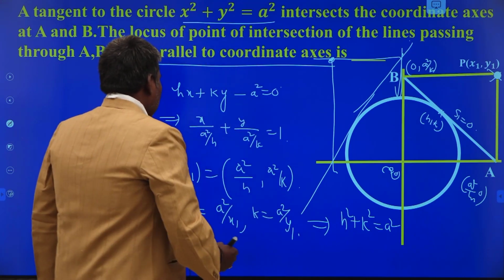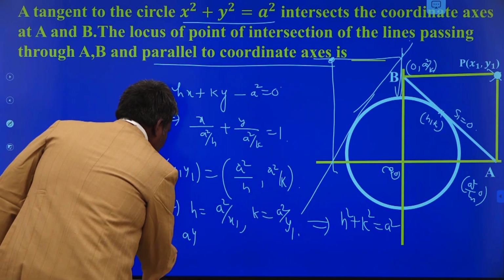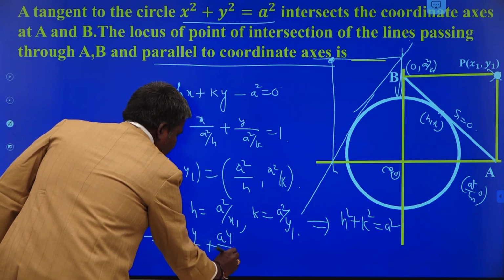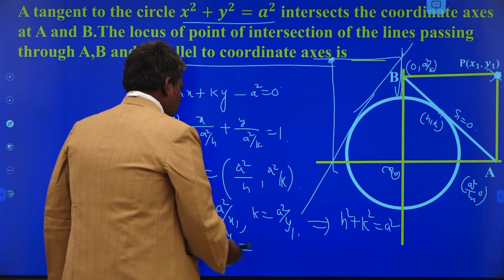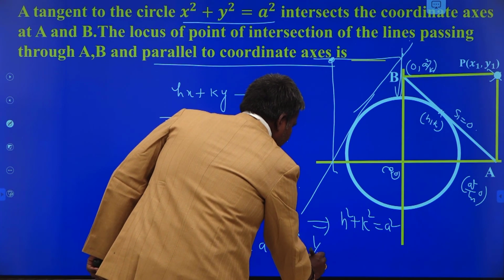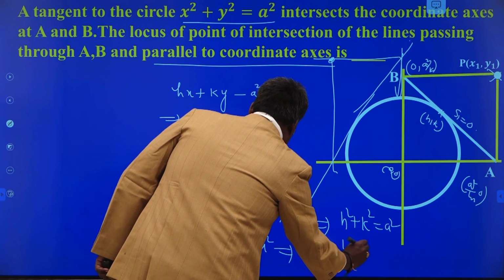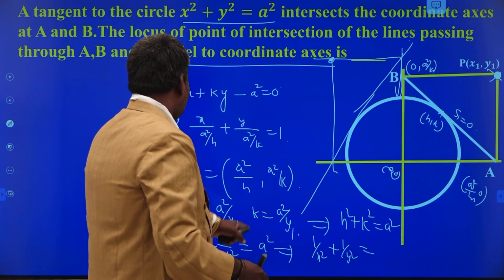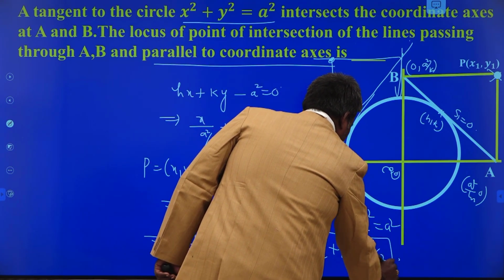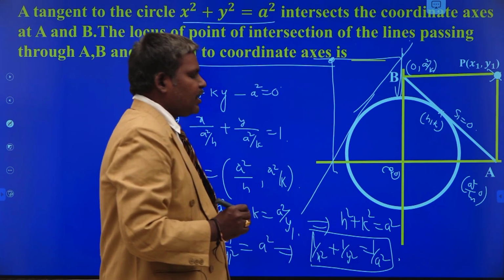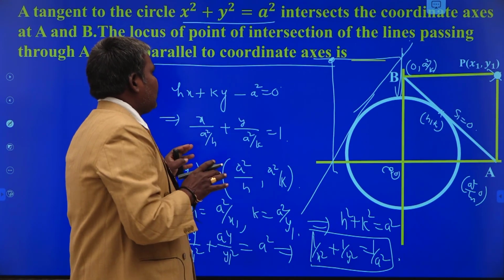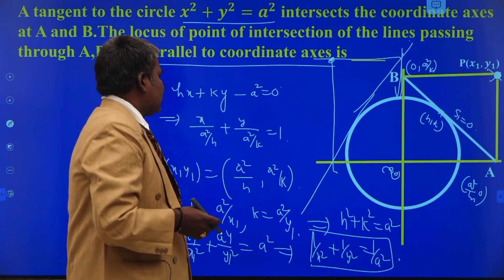h square means a power 4 by x1 square plus a power 4 by y1 square is equal to what? a square. It implies the locus of x1 y1 is 1 by x square plus 1 by y square is equal to 1 by a square. So x power minus 2 plus y power minus 2 is equal to a power minus 2, which is the required locus. So if you observe the experiment clearly, you can easily get the locus.